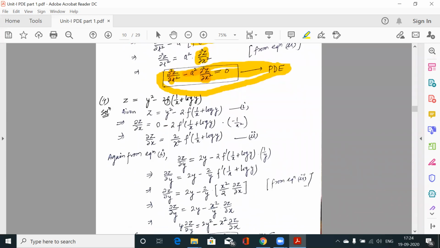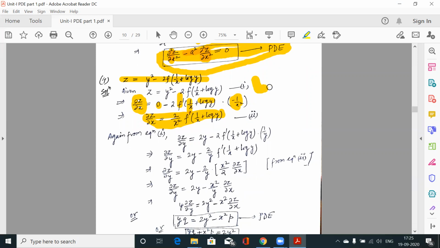This next question contains a single arbitrary function, small f. So the process is simple. This is our given equation. First we differentiate it with respect to x. The differentiation of y square is 0 with respect to x. F becomes f dash, and with respect to x we are doing it. The differentiation of 1 by x is minus 1 by x square, and log y is 0. So del z over del x, after simplification, we get this equation.